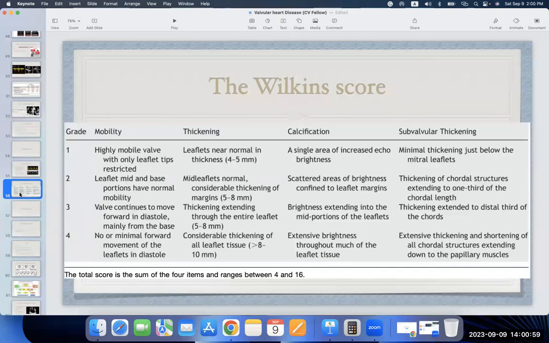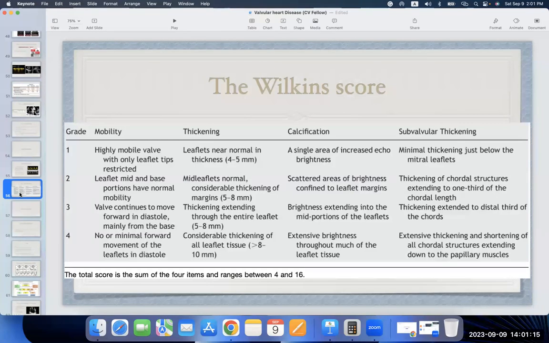If the patient has a score of less than 8, we'll say that this is most likely going to be a successful procedure. If it's more than that, the patient is going to be at high risk to fail or develop maybe even sometimes mitral valve regurgitation.